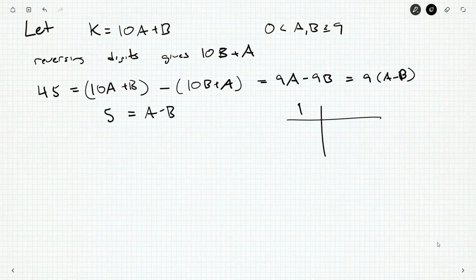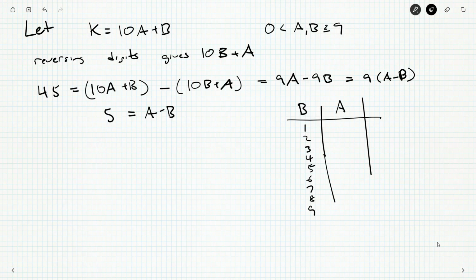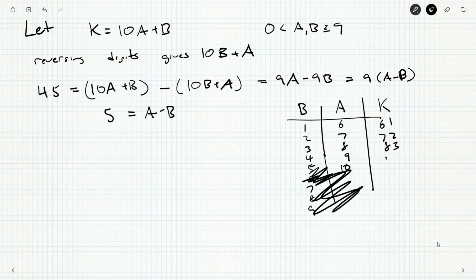So I'd make a very quick chart. B can be 1, 2, 3, 4, 5, 6, 7, 8, 9. What would A then be? And then therefore what would K be? So A would be 5 more than that. A would be 6, 7, 8, 9, 10. No more of this will work. So K could be 61, 72, 83, or 94.